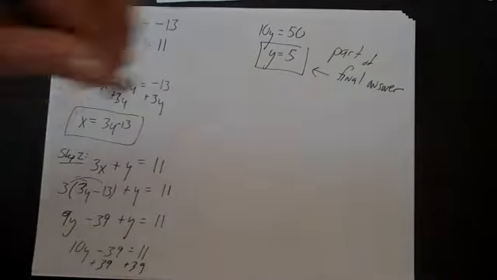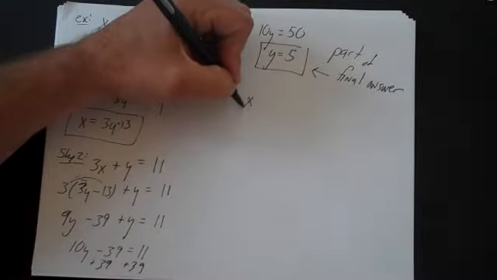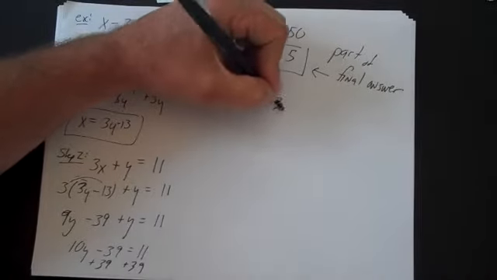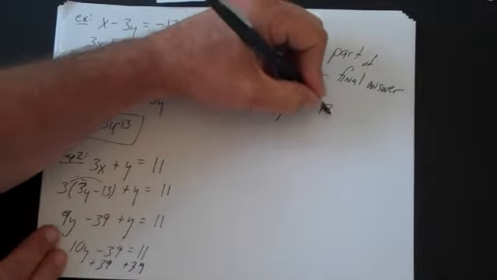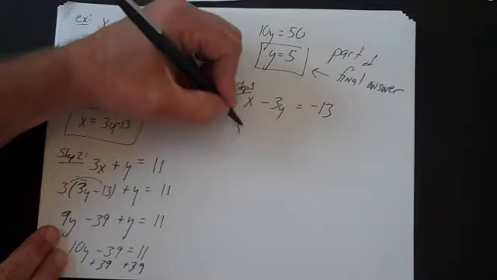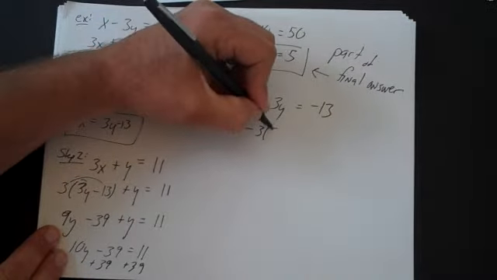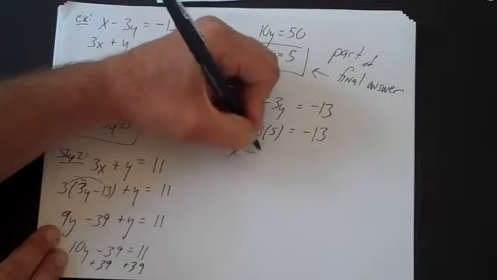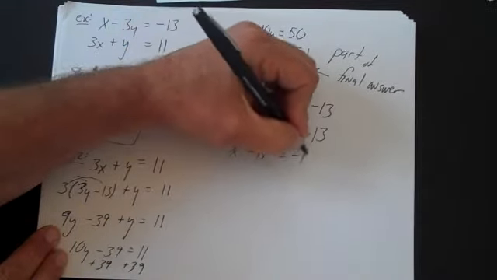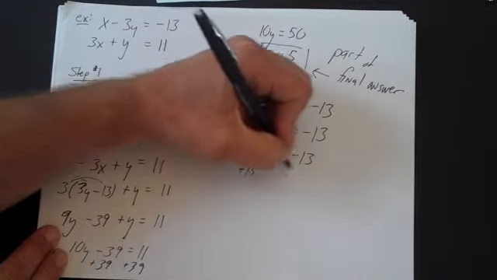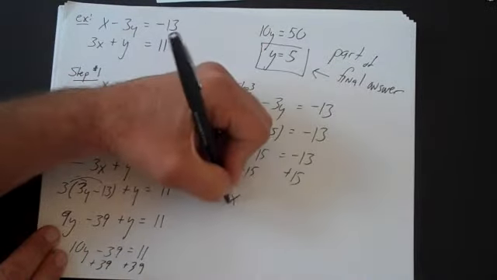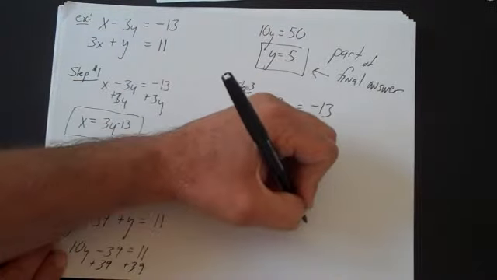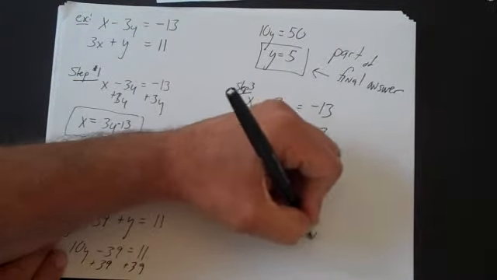So let's do that. I'm going to choose the first equation here. That's step 3. So you get x minus 3y is equal to minus 13. y is 5, so you get x minus 3 times 5 is minus 13. That's x minus 15 is equal to minus 13. Add 15 to both sides, and you get x is equal to 2. So your final answer is x is 2, y is 5.